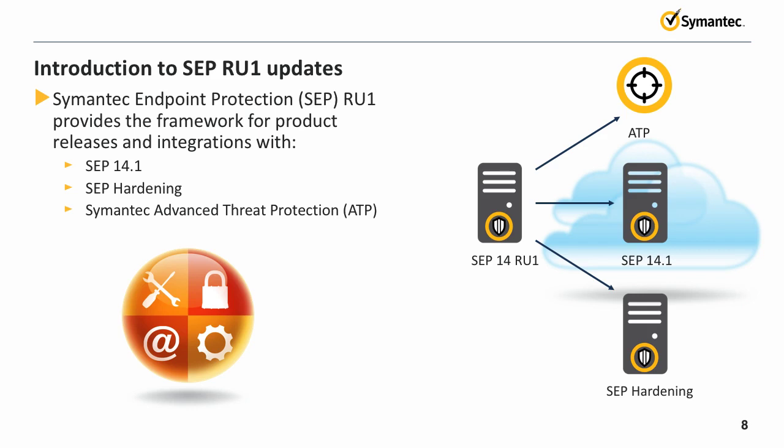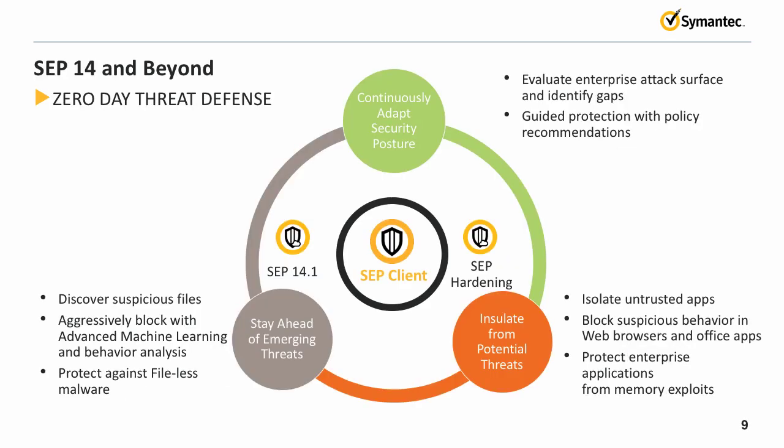Release RU1 provides the framework for not only this release, but future integrations with SEP Hardening, as well as Symantec Advanced Threat Protection, or ATP, and is a required component of SEP 14.1. Where additional features included in SEP 14 RU1 are relevant to the on-premise installation only, they will be noted in this presentation. SEP 14.1 is the first product release building upon the core strength of the SEP 14 client, with expanding threat protection technologies that allow customers to stay ahead of emerging threats.